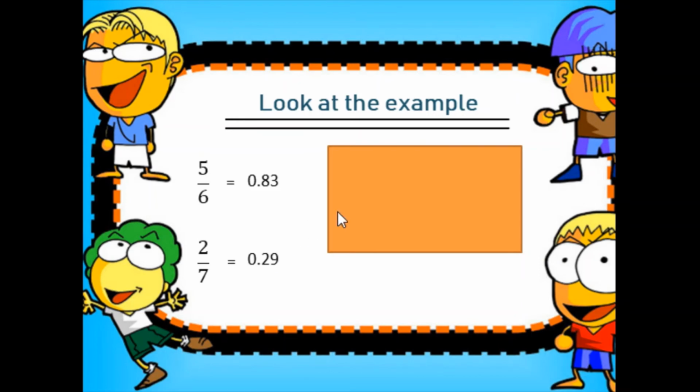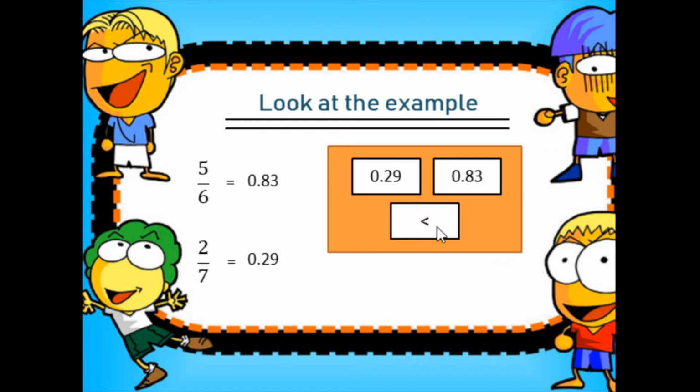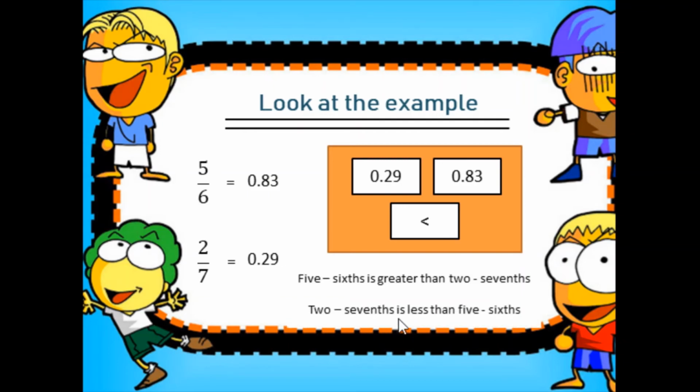0.29. So let's write the two decimal forms here. Okay, we already have 0.29 and 0.83. What symbol are we going to use? Alright, good job. We use less than. 5/6 is greater than 2/7, or 2/7 is less than 5/6. The other way around. You can do it.